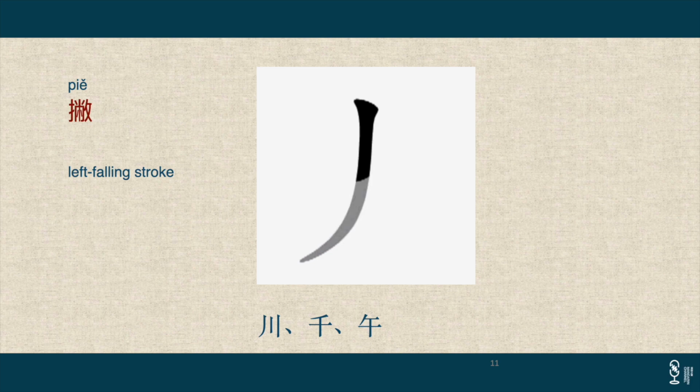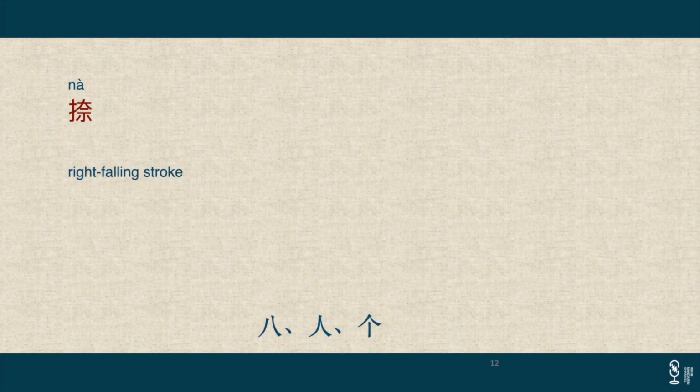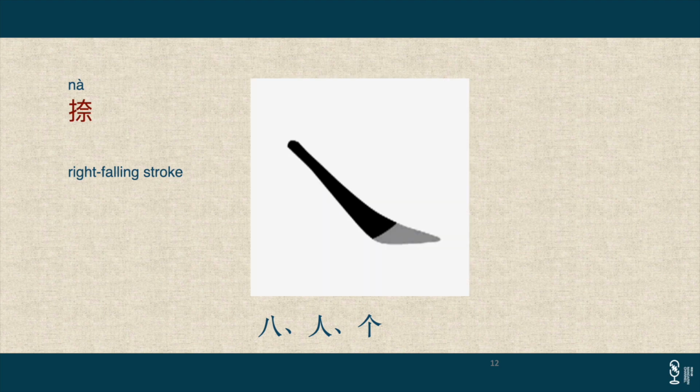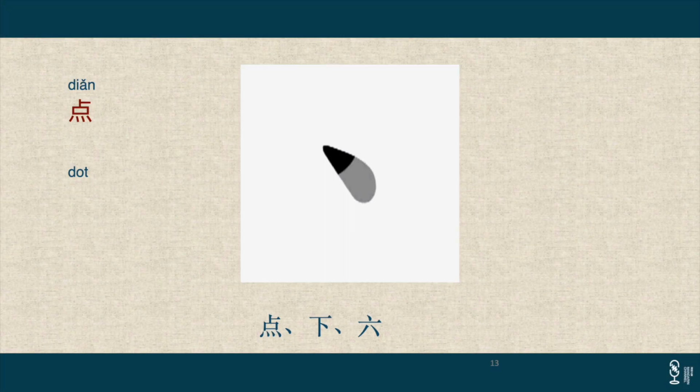Alright, and now let's look at next one. 捺. 捺 is the right falling stroke. You can follow the GIF to write. Okay, now let's look at next one. The dot. 点.